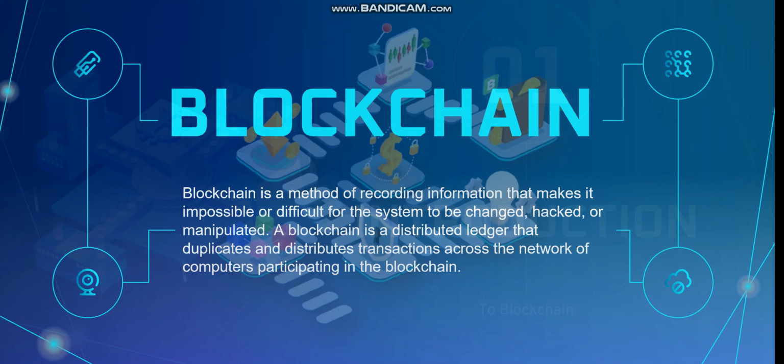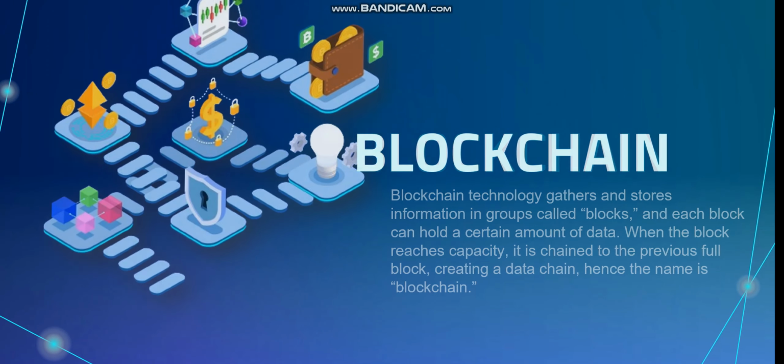A blockchain is a distributed ledger that duplicates and distributes transactions across the whole network of computers participating in the blockchain. So it's not a single system where the transaction is recorded. There are multiple computers, multiple nodes, and when you do a transaction, it makes a copy of that transaction and sends it to every node.